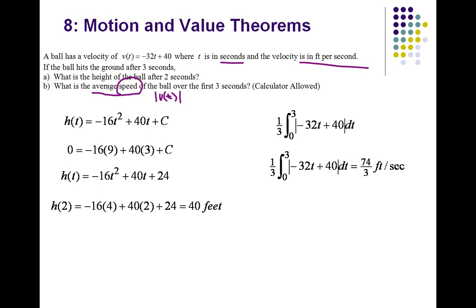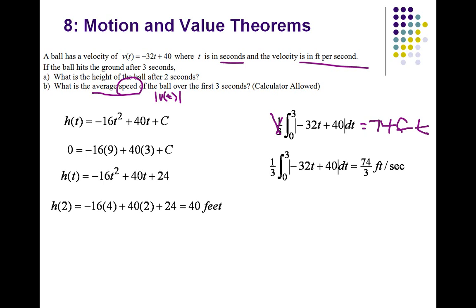Now the units are going to be the same as what the speed would be. The units are feet per second. It's a little bit different if I do the integral directly, without the 1/3. What I'm going to get is 74. This is the total distance traveled in feet.